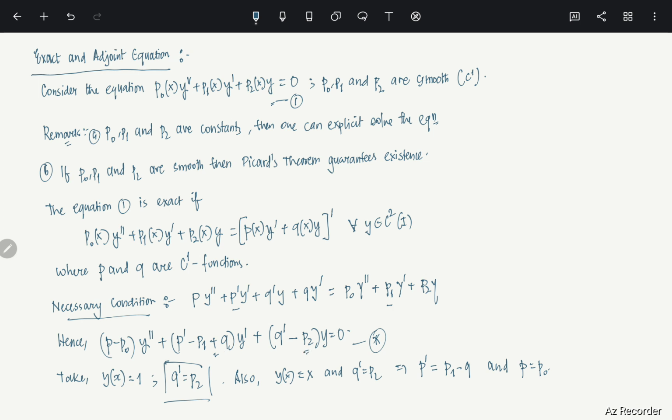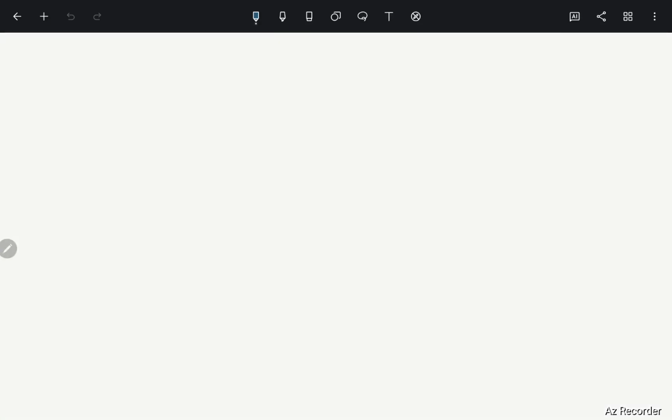Is this okay? Once you do that, then what happens is you are going to get, I did some mistake somewhere. One second. y prime, p prime minus p1. So p1 is p prime plus q, no? p1 is p prime plus q. No, it's okay. Okay.